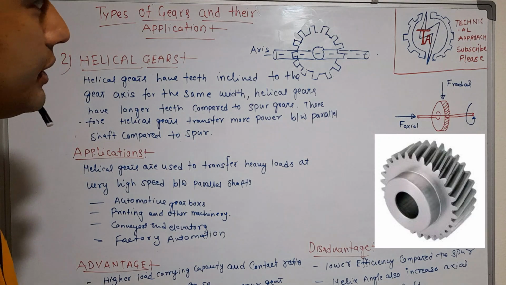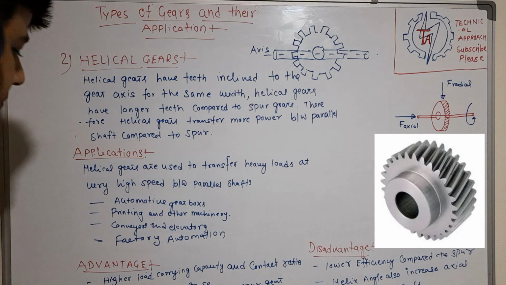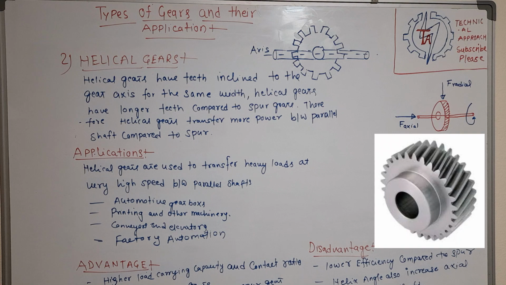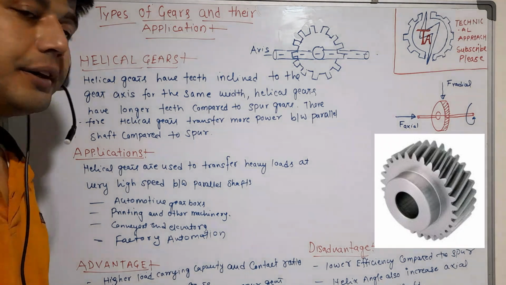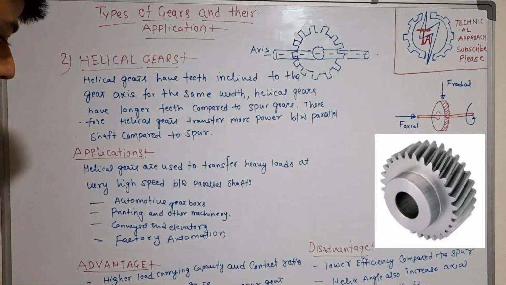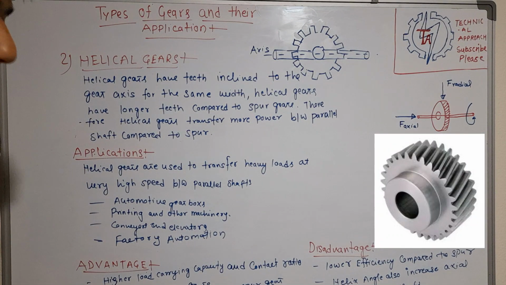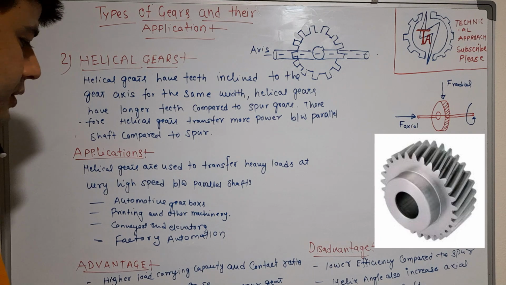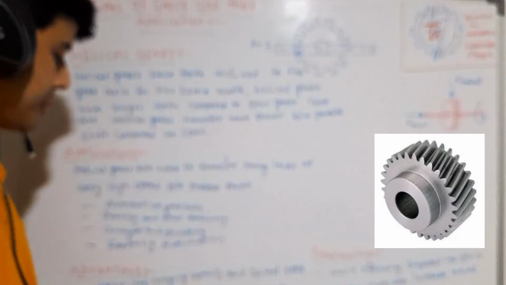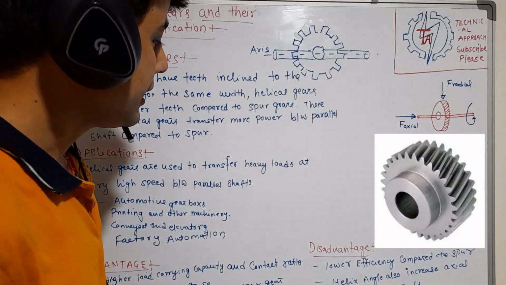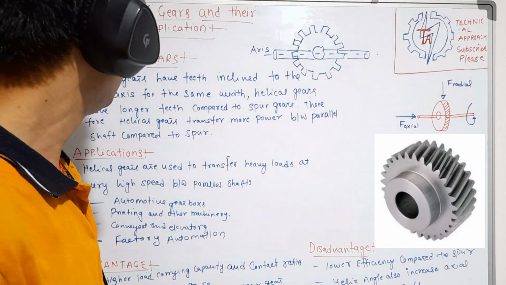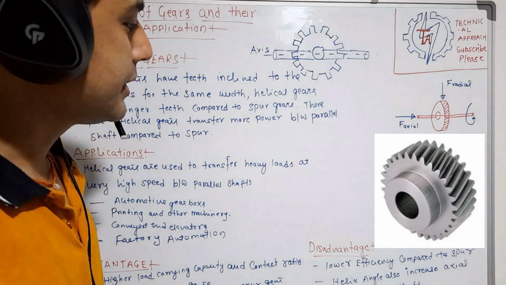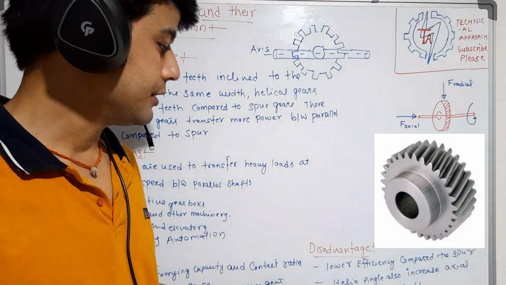Advantages of helical gears: high load carrying capacity and contact ratio compared to spur gear. Smoother and quieter than spur gear. Good precision rating. Now there are some disadvantages of helical gear: lower efficiency compared to spur gears.